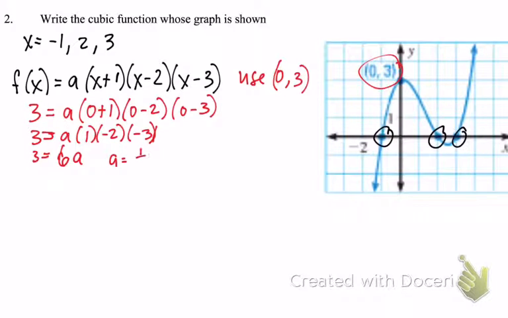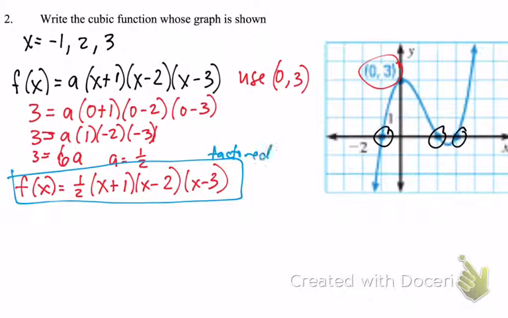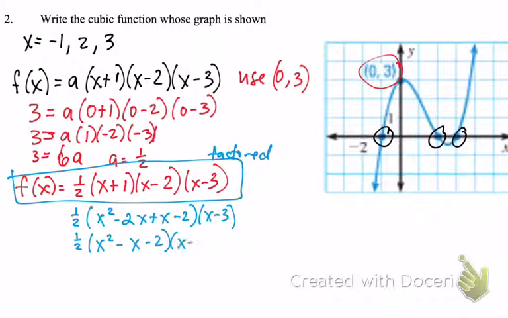So a equals 1/2. So f of x equals 1/2 (x plus 1)(x minus 2)(x minus 3). That would be the answer if I were asking for factored form, but we're going to actually solve it out just to get some extra practice. So 1/2 (x squared minus 2x plus x minus 2), which is 1/2 (x squared minus x minus 2)(x minus 3).